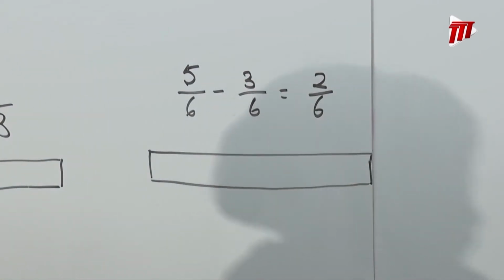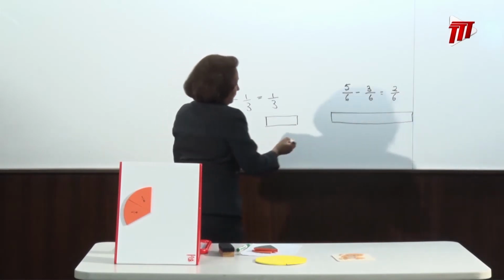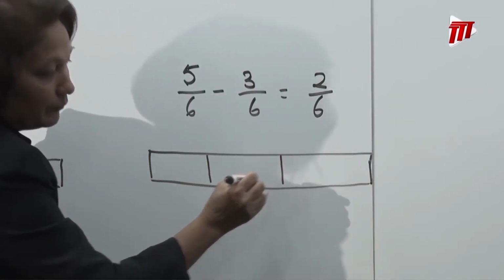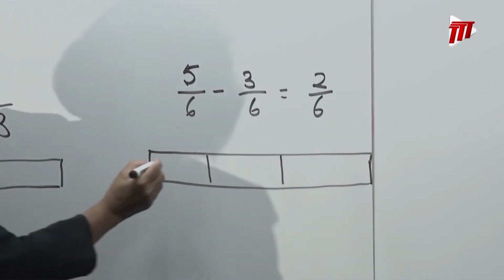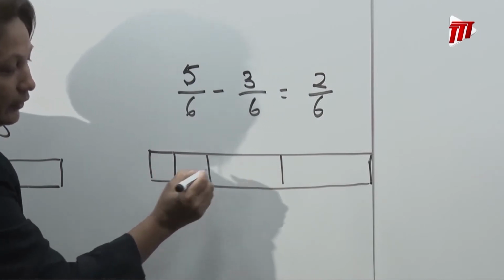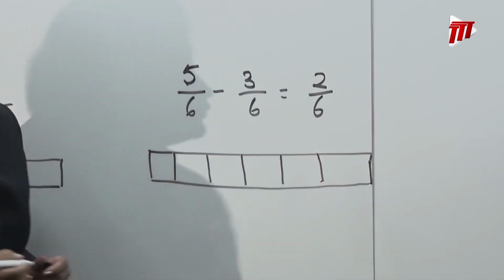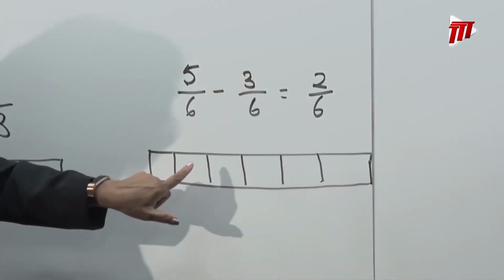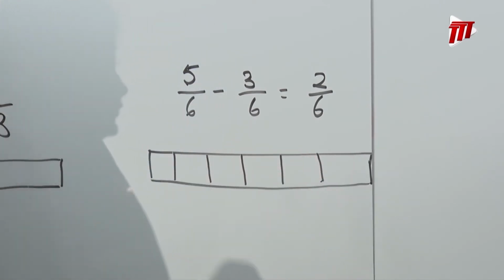And first of all, we want to divide it into 6, so we could divide it into 3s first. So we divide into 3s. And each third, we divide in 2 to get 6. So I divide this in 2, divide this in 2, divide that one in 2 as well. And you could verify: 1, 2, 3, 4, 5, 6. 6.